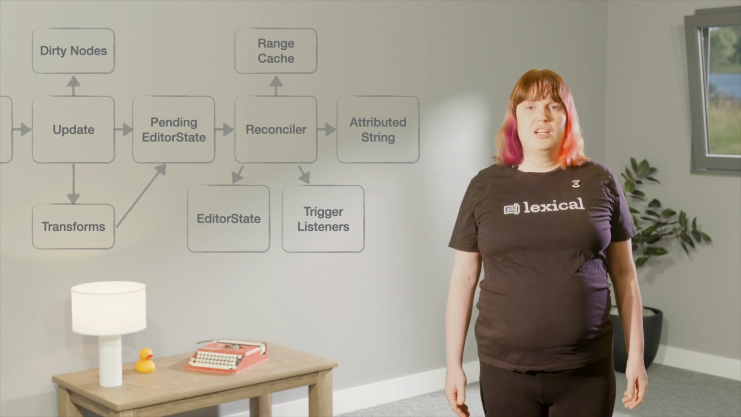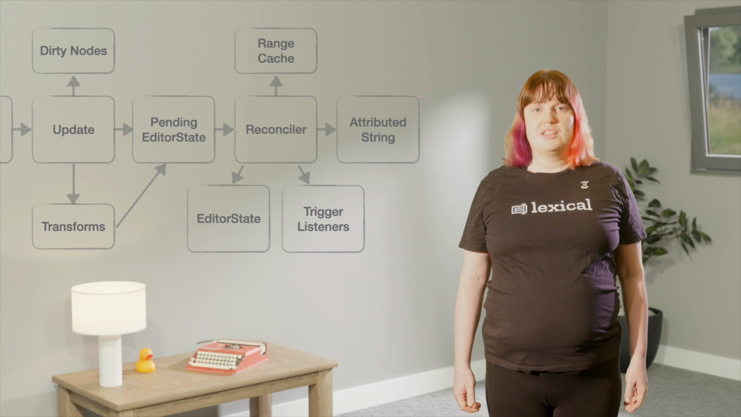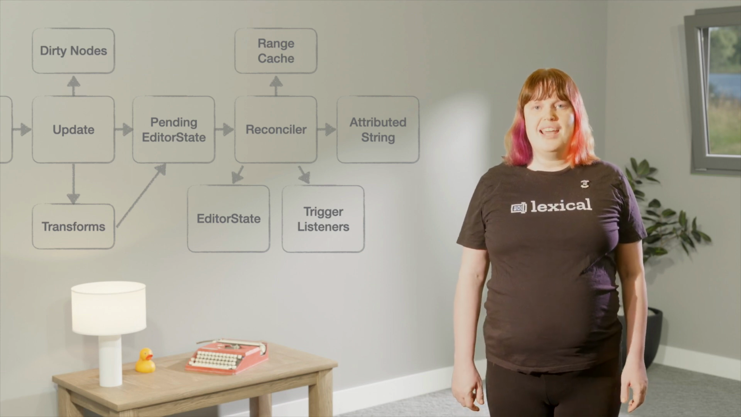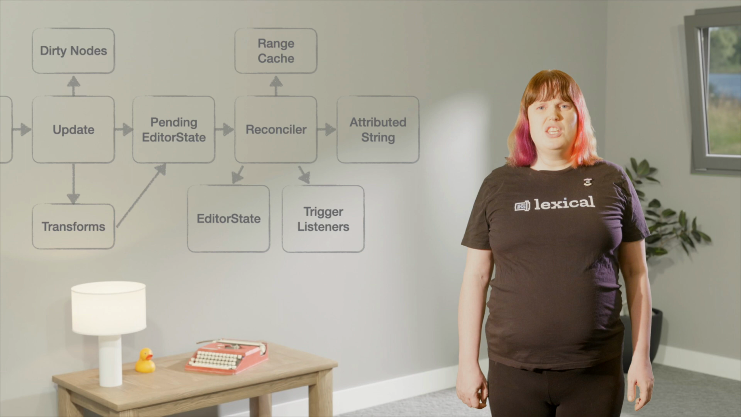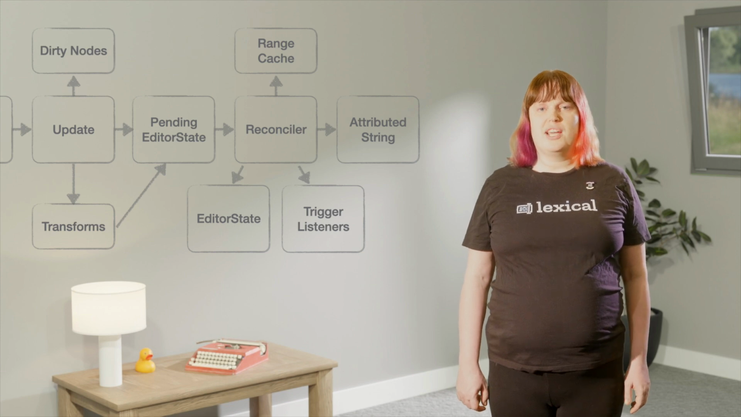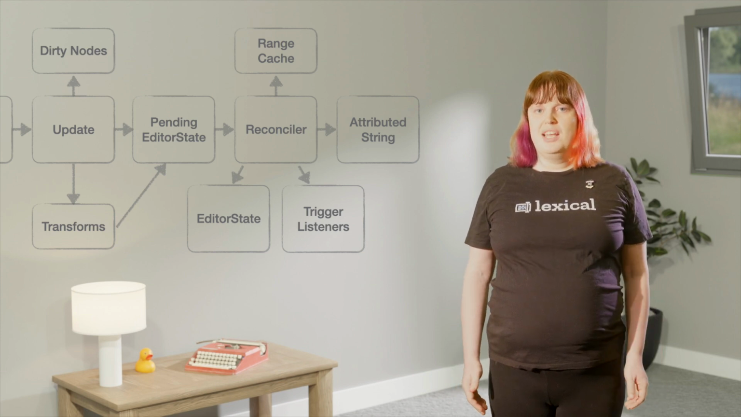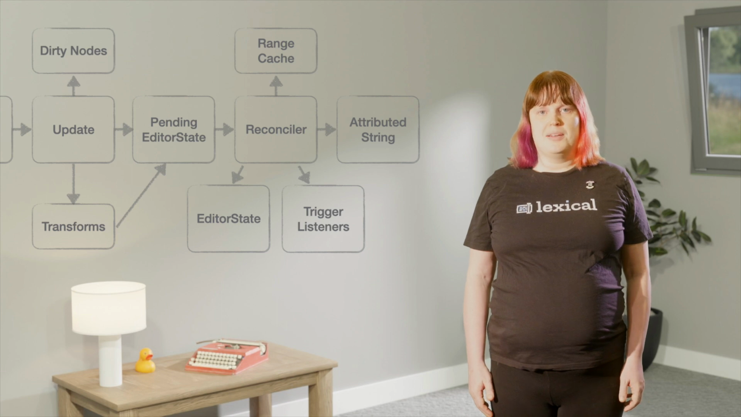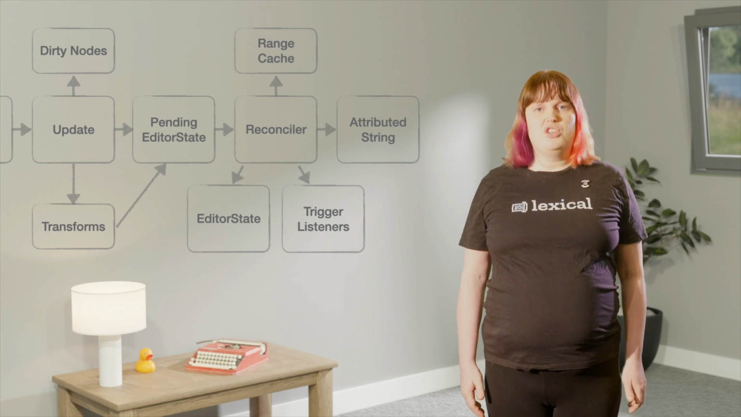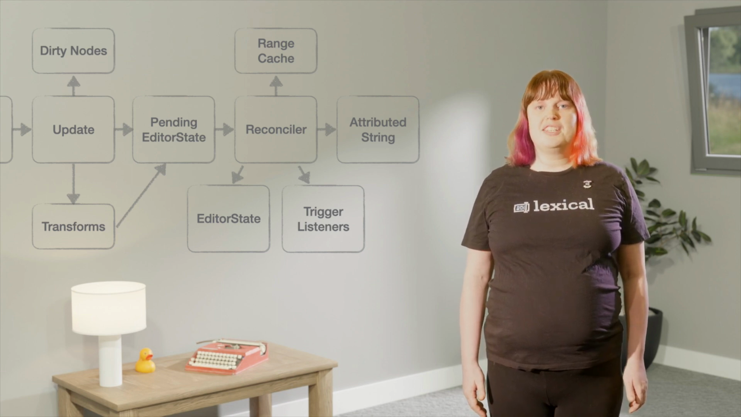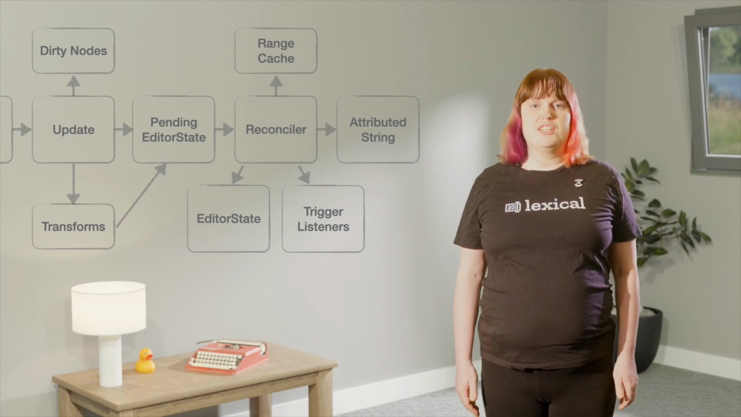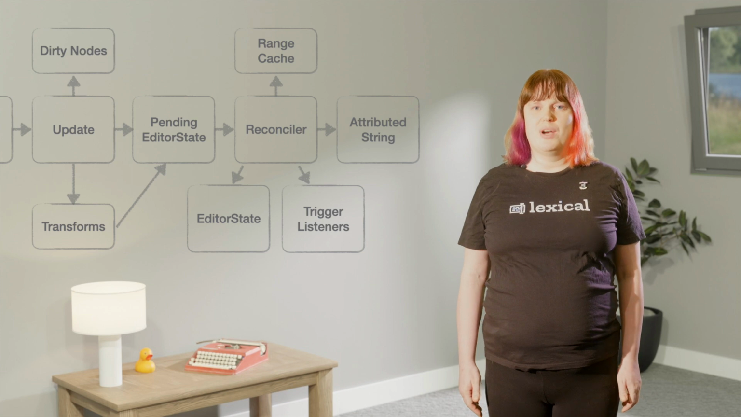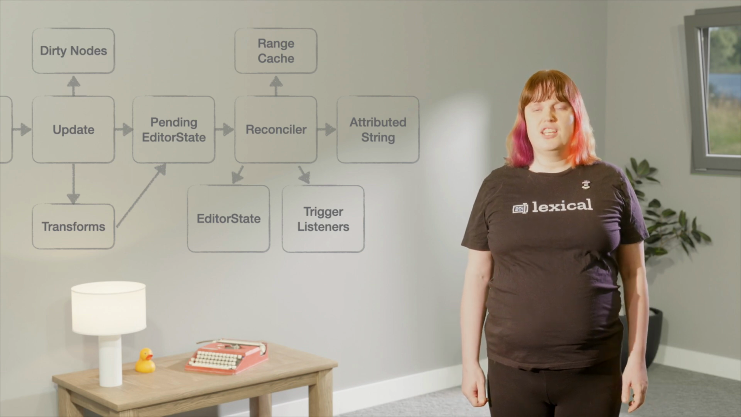Unlike the transform, which is run partway through the update, listeners are run at the end of the update. They're useful if you want to do something whenever a change is made. For example, if you want to immediately persist the data, or maybe you want to update your user interface to enable and disable the appropriate toolbar buttons. Just make sure your code inside the update listener is fairly lightweight, as they'll get run on every keystroke.